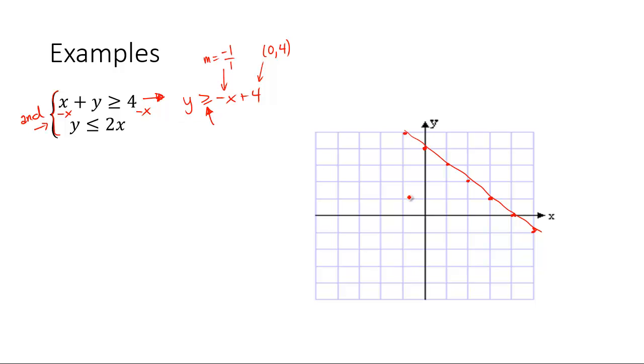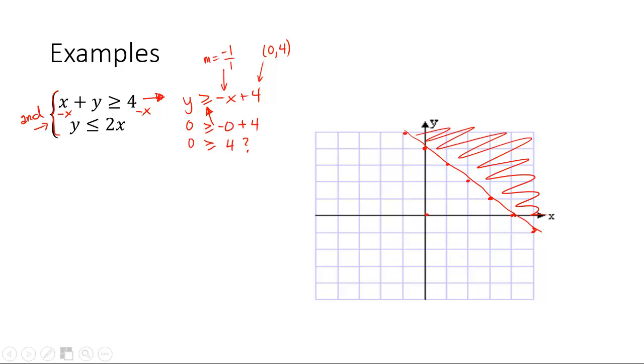And now we just have to decide which side we're going to shade so that the points work. Well, remember from the previous video we looked at test points, so let's just choose 0, 0 and see what happens when we plug in 0, 0. Well, 0 greater than or equal to 4, true? No, it's false. So that means we're not shading this bottom half, but we're shading this top half. So that's the first example.